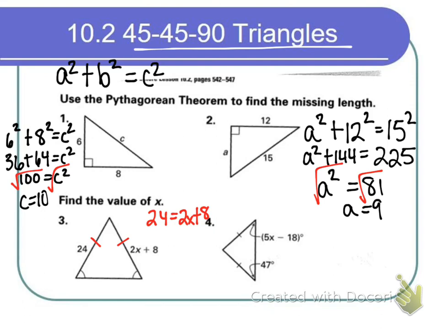How are we going to get x alone? Subtract 8 and then divide by 2. 16. And then we would divide both sides by 2. So x equals 8.